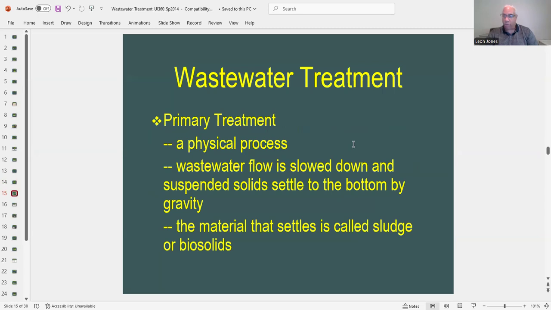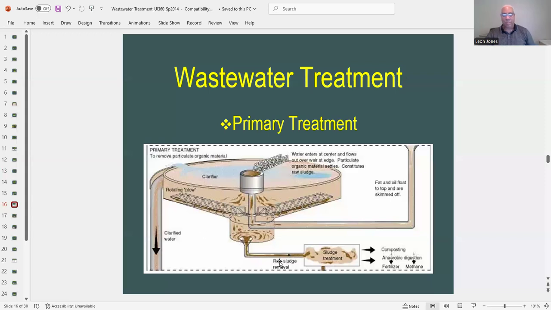We have our primary treatment. It's a physical process where wastewater flow is slowed down and suspended solids settle to the bottom by gravity. The material that settles is called sludge or biosolids. Now, the tank I was telling you about is called a clarifying tank. The primary treatment is to remove particulate organic material. So this is your clarifier tank.